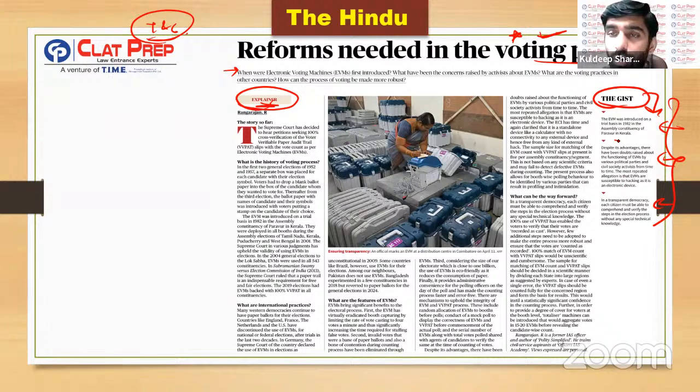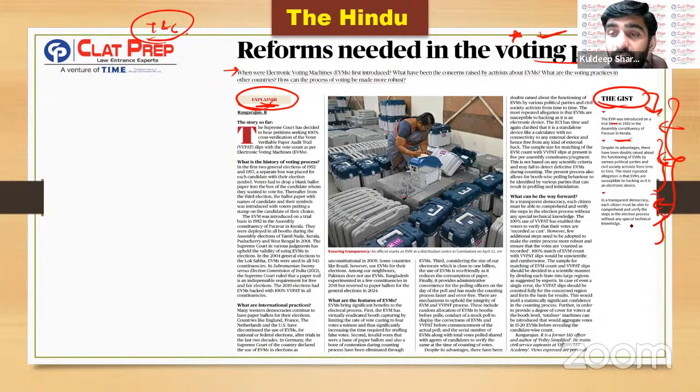For example, in the gist you also learn about EVMs, such as in which year the EVMs were used for the first time on a trial basis. Apart from it, they are talking about how, although EVMs have advantages, there have been doubts about EVMs' functioning also. One of the oft-repeated doubts is that EVMs can be hacked, so tampering of EVMs is also possible.